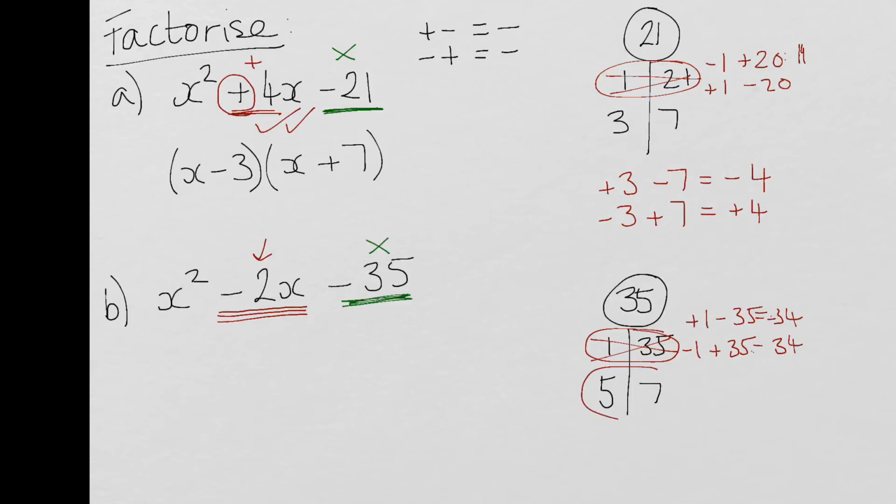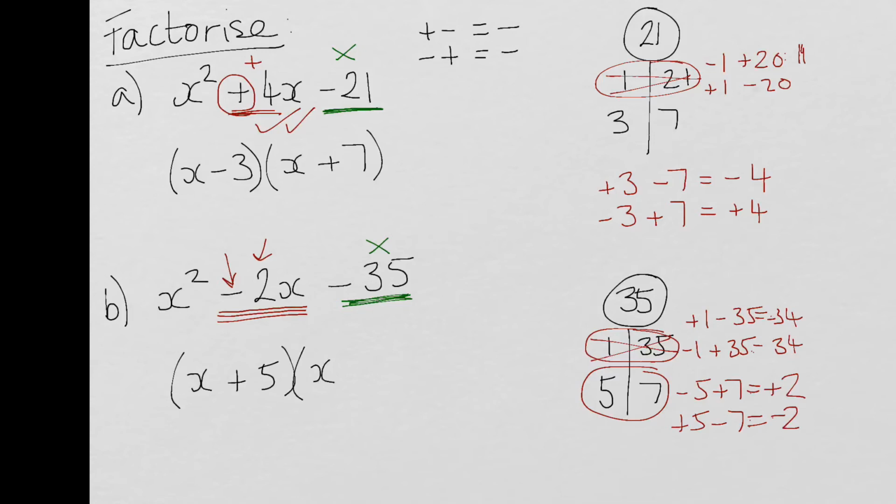So let's try the 5 and the 7. Negative 5 plus 7 gives me a positive 2, and that's not what I've got here. I've got a negative 2. So positive 5, negative 7, that's how I'm going to get to that negative 2 there. So if we pop it into brackets, x plus 5 and x minus 7. When I expand that, that's how I'll get two numbers that multiply to give me minus 35 and add to give me minus 2.